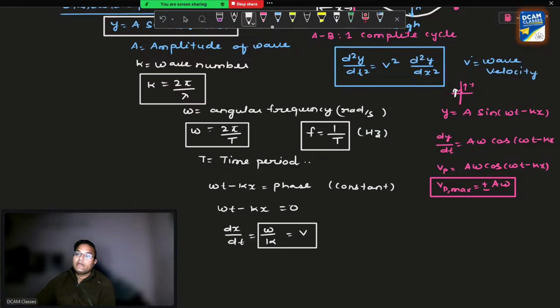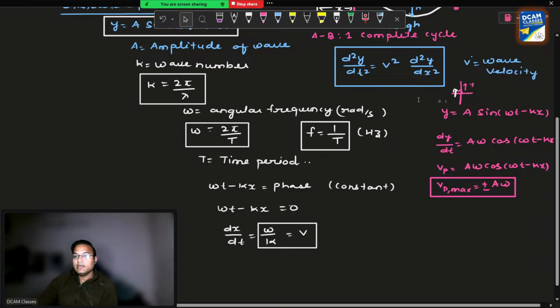Wave velocity is different than the particle velocity. Wave velocity is the velocity with which the wave is moving forward. That's v here. Particle velocity is the velocity with which the particle is moving up and down in a wave.